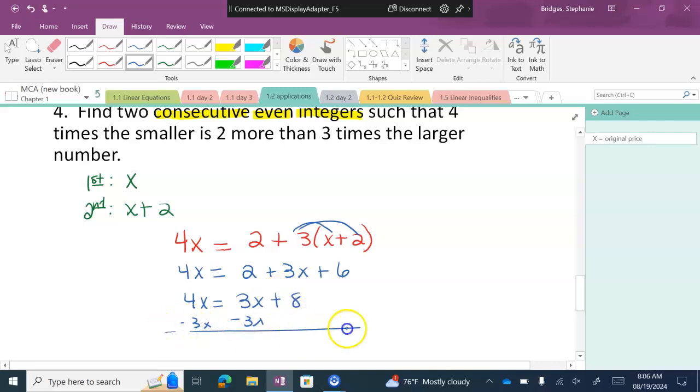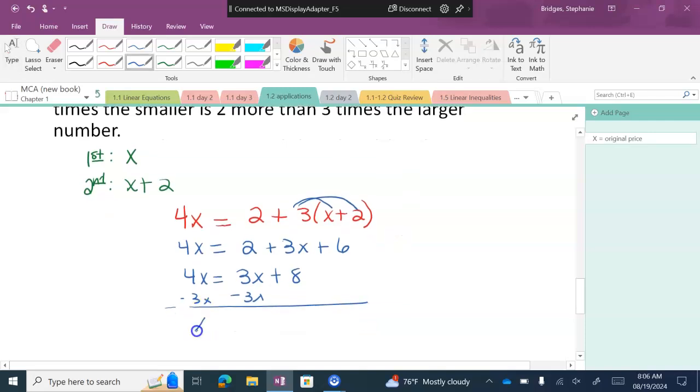But remember, how many answers am I supposed to be finding here? 2. So once you find x, you're not completely finished. Did you guys get x equals 8? Okay, so my first number is going to be 8, which means my second number is going to be 10. Those are integers, they are consecutive, and they are even. So my answers are 8 and 10.